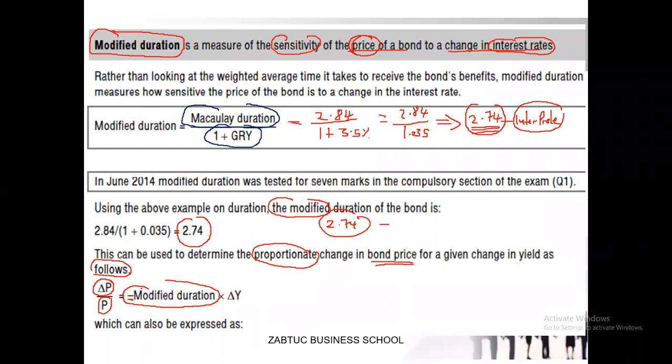So the change in the price of the bond can be calculated as you take modified duration multiplied by the change in the yields, so interest rates. That will give you the change in the value of the bond that you expect. Are we together? If you want to find the change in the value of the bond, all you do is take modified duration multiplied by the change in the interest rate.